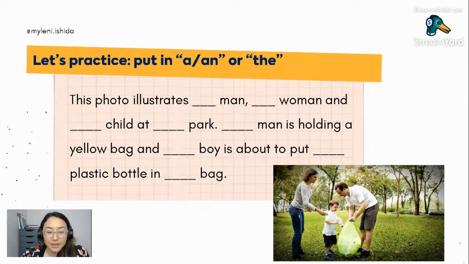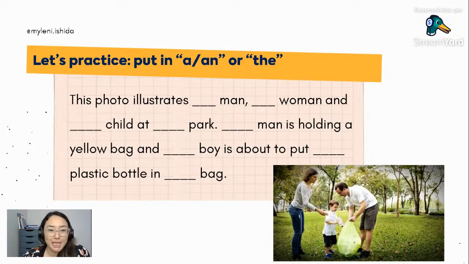So if you notice, we need to think like this. The first time that I mention something, I use a or an, right? It depends if it's a vowel sound or not. I use the indefinite article. When I come back to the topic, I use the definite article. Okay? So here we go.